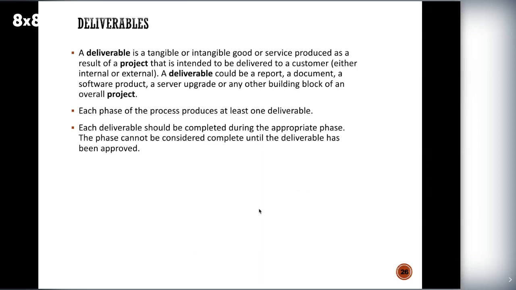Each phase of the process produces at least one deliverable. Each deliverable should be completed during the appropriate phase.